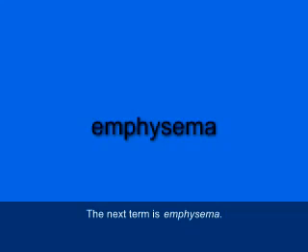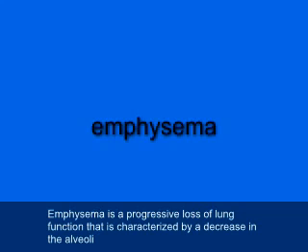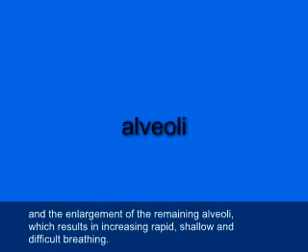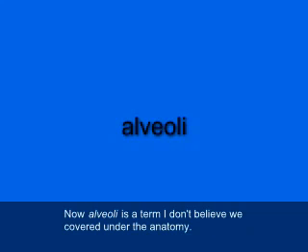The next term is emphysema. That's a little tricky to spell. Emphysema is a progressive loss of lung function that's characterized by a decrease in the alveoli and the enlargement of the remaining alveoli, which results in increasing rapid, shallow, and difficult breathing. Now, alveoli is a term I don't believe we covered under the anatomy.